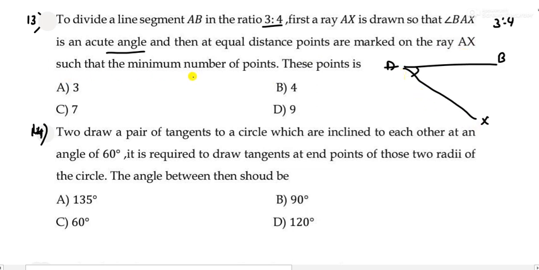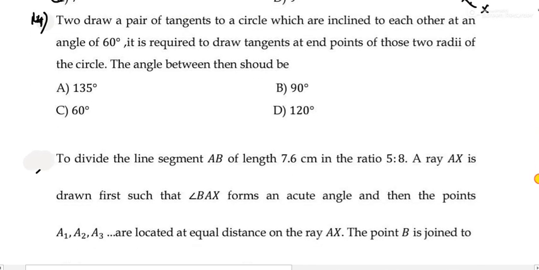Yes, such that the minimum number of points are there. As I said, for a line you have to add the ratio 3 plus 4, which is 7. So there will be how many equal points? 7. Okay, so therefore our answer is option number C, 7. It's a very interesting question. You can do it.